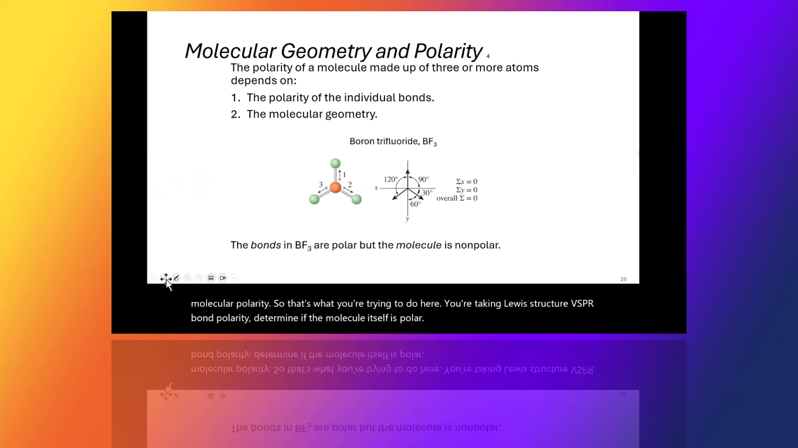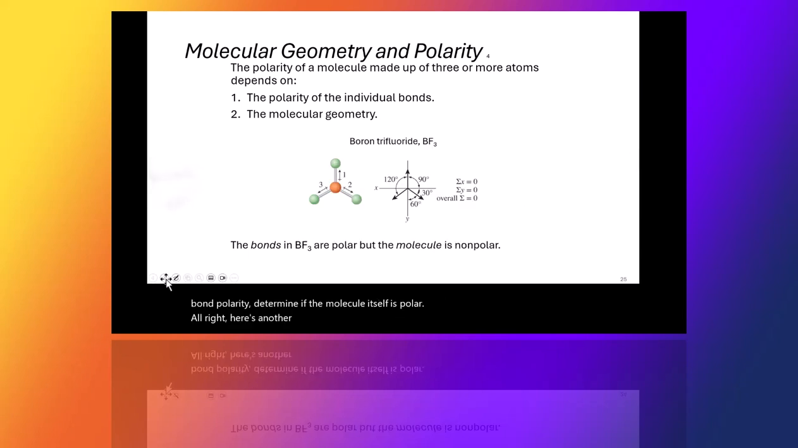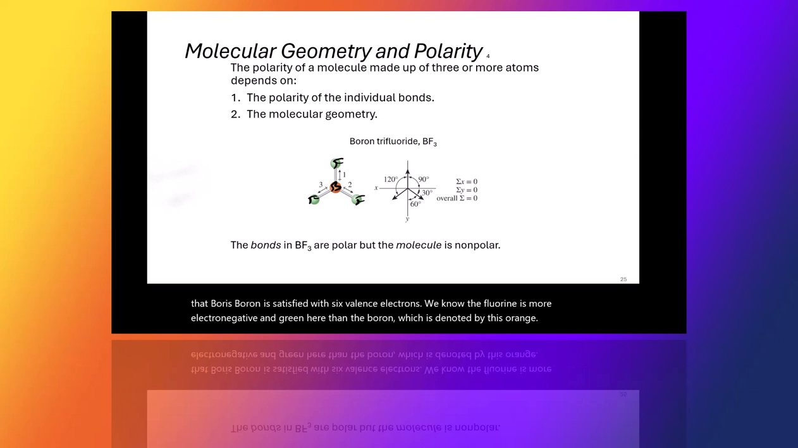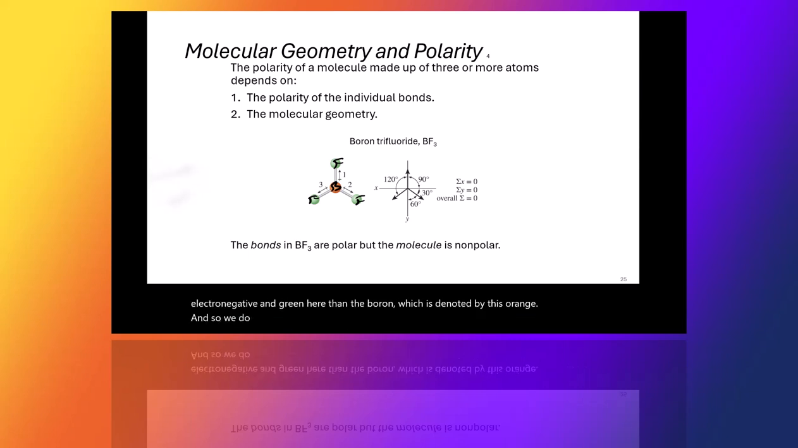All right, here's another example. This is for boron trifluoride. Boron trifluoride, again, doesn't follow the octet rule. That's one of the exceptions that we learned in the previous chapter, that boron is satisfied with 6 valence electrons. We know the fluorine is more electronegative, in green here, than the boron, which is denoted by this orange. And so we do have polar covalent bonds, and they are pulling towards the more electronegative fluorines.